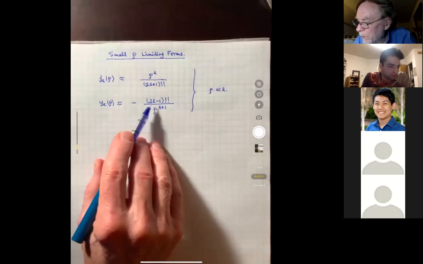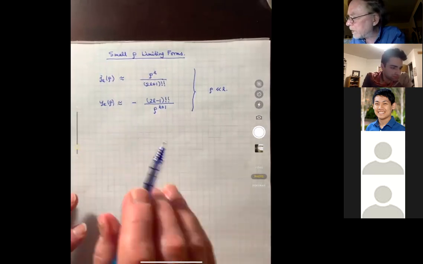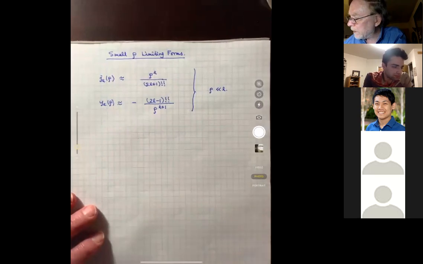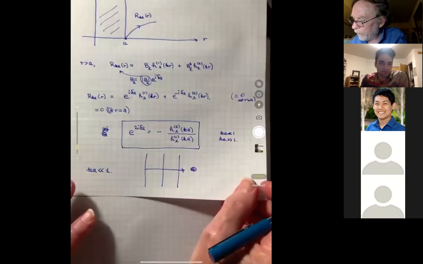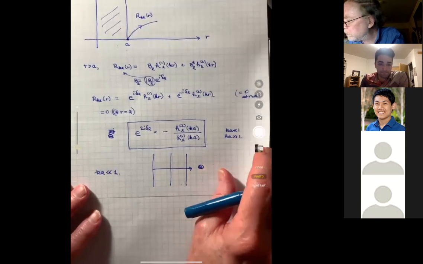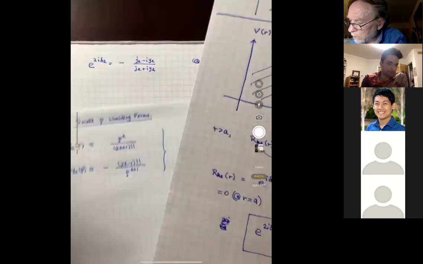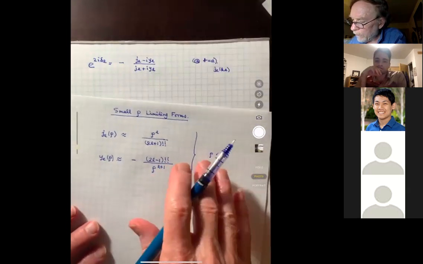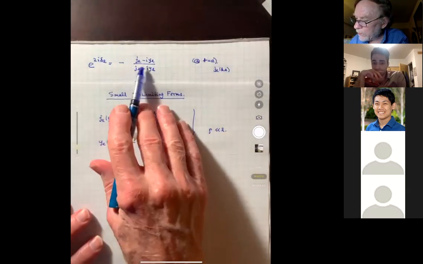And again, here's the normalization and so on. So we use these formulas then. So to go back then, our phase shift for the free particle is, yep, here it is. The phase shift for the free particle is given in terms of J's and Y's.